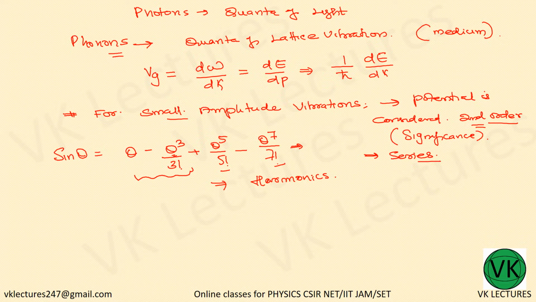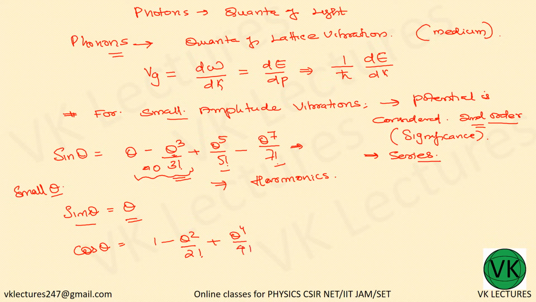So I can write sin theta as theta, because here the second term is missing, it is 0. So you need not go after this theta cube by 3 factorial, you need not write. So for small angle theta, sin theta can be written as theta, and for cos theta, what was the formula? That is 1 minus theta square by 2 factorial plus theta to the power 4 by 4 factorial minus theta to the power 6 by 6 factorial, etc.